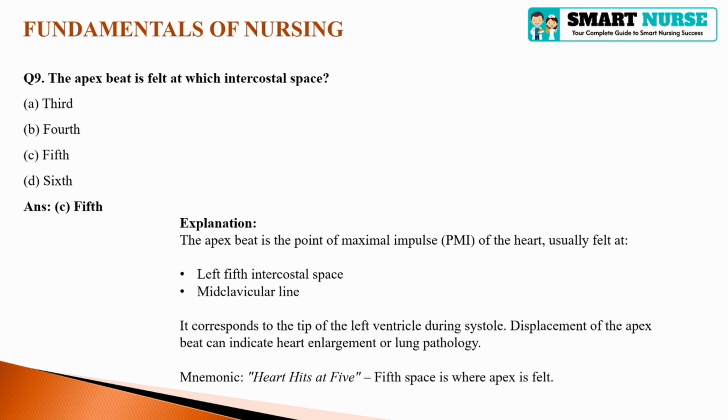And next, the midclavicular line also passes through the fifth intercostal space. Because of this point we can identify valuable information about the heartbeat, corresponding to the tip of the left ventricle during systole. Displacement of the apex indicates enlargement of the heart or lung pathology also. So these are the things we feel at the apex, and that is why the answer is the fifth.